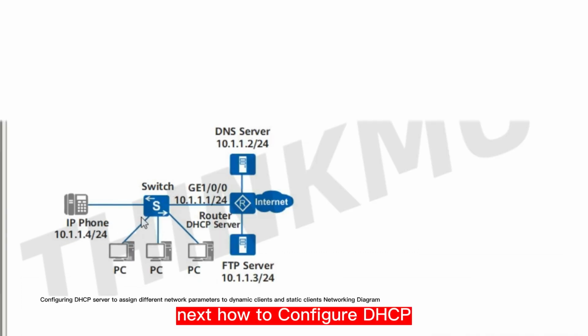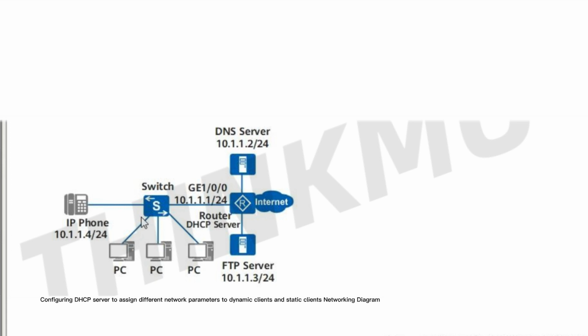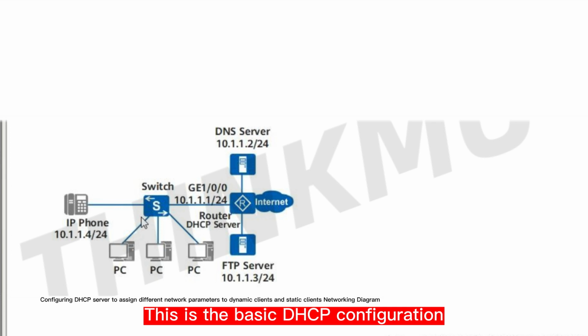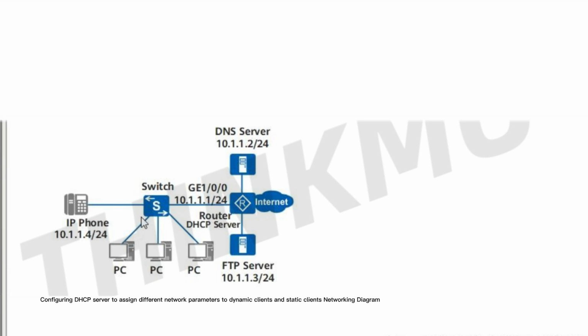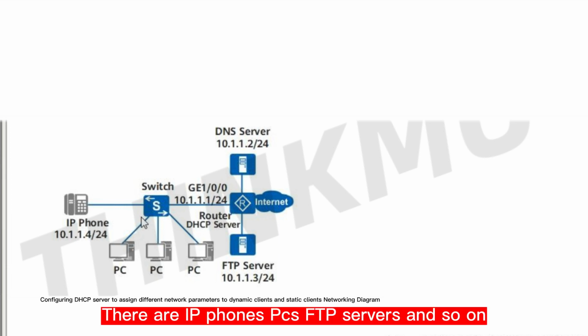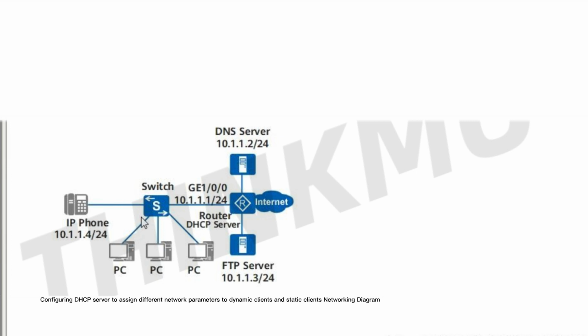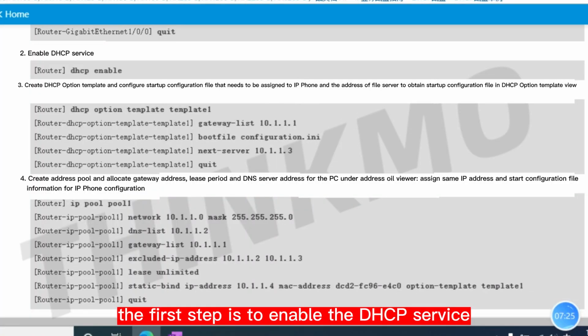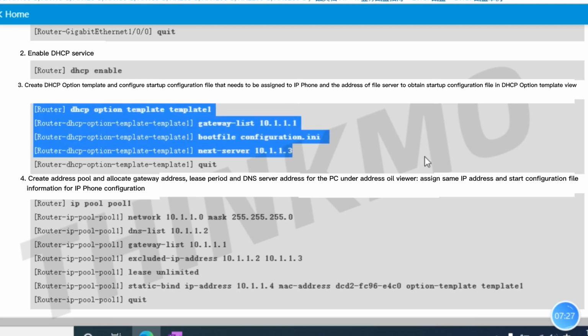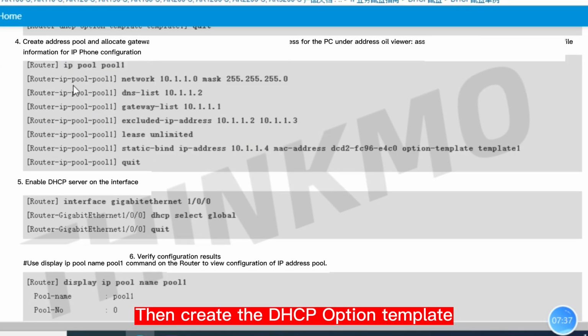Next, how to configure DHCP. We can look at these examples briefly. This is the basic DHCP configuration. The first thing you can see is the architecture of the network. There are IP phones, PCs, FTP servers, and so on. It is configured on the router. How is it configured? The first step is to enable the DHCP service. Then create the DHCP option template.